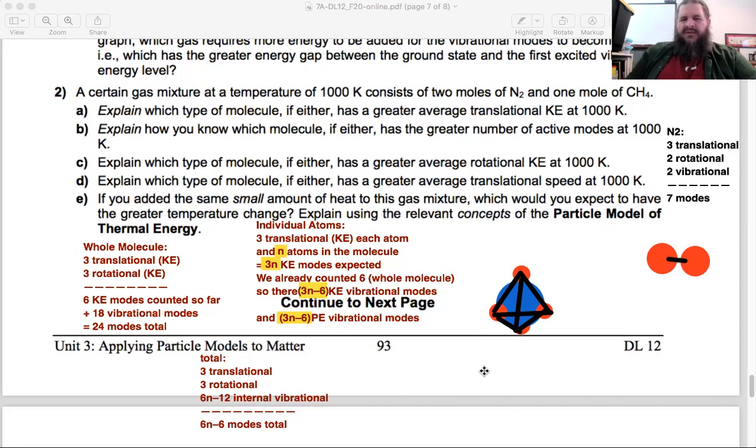If it was linear, though, what difference would that make? Yeah, we'd have the 2 rotational. So if it is linear, then this 3 would be replaced by a 2. So instead of 3, we'd have 2 rotational modes.